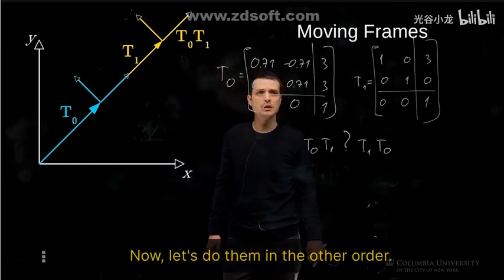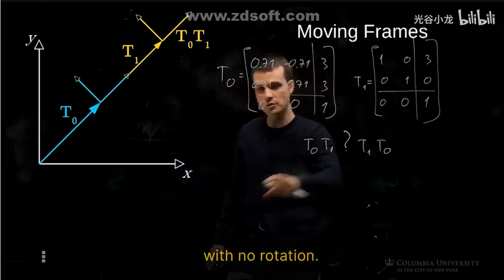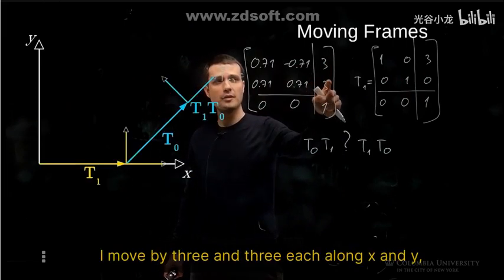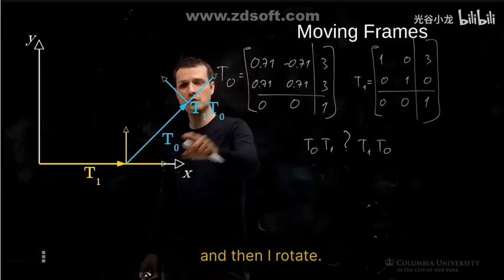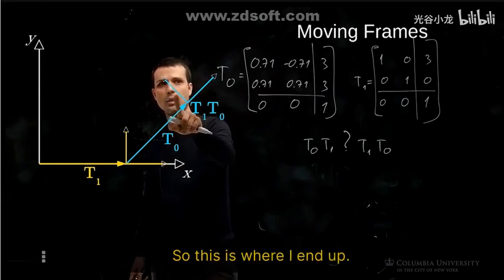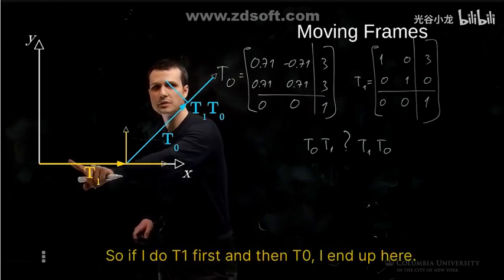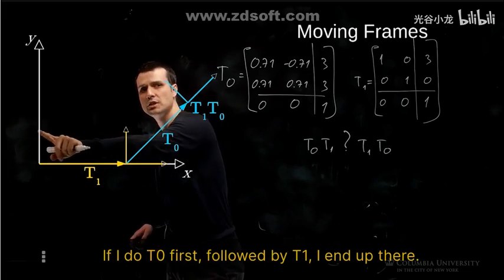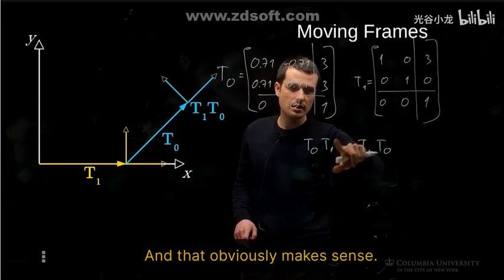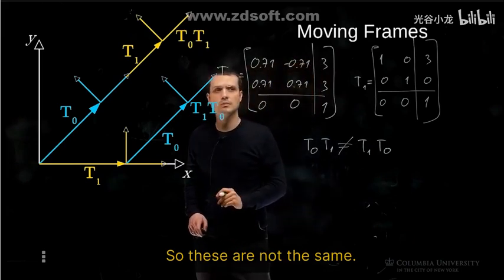Now, let's do them in the other order. Let's say I do T1 first, which is the translation along x with no rotation. So that brings me to here. And then I do T0. I move by 3 and 3 each along x and y, and then I rotate. So this is my translation and then my rotation. So this is where I end up. Obviously, I've ended up in a completely different vantage point. So if I do T1 first and then T0, I end up here. If I do T0 first followed by T1, I end up there. And that obviously makes sense. Matrix multiplication is not commutative. So these are not the same.